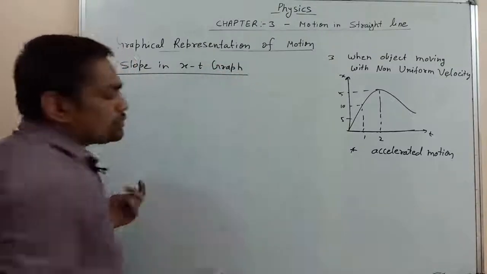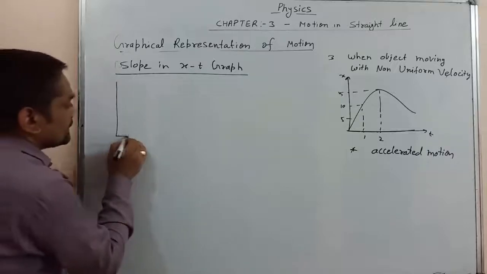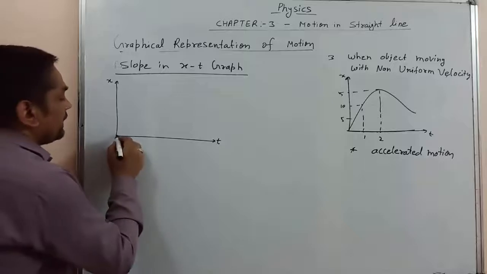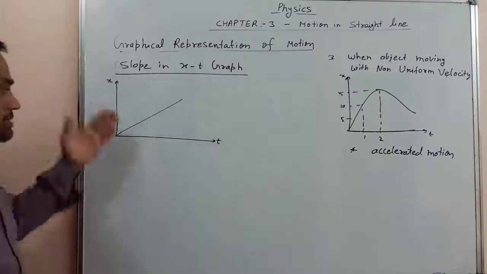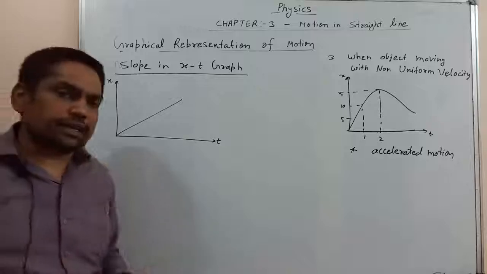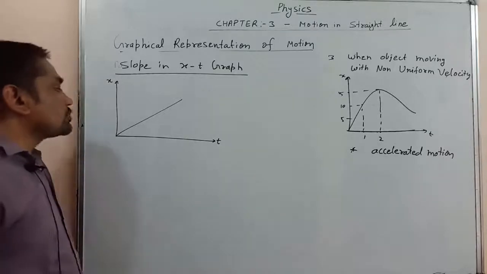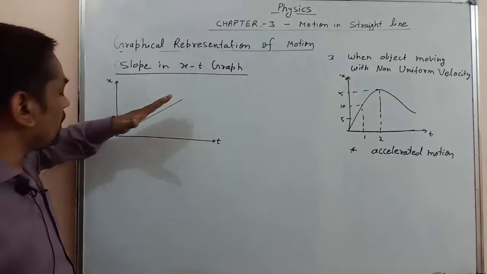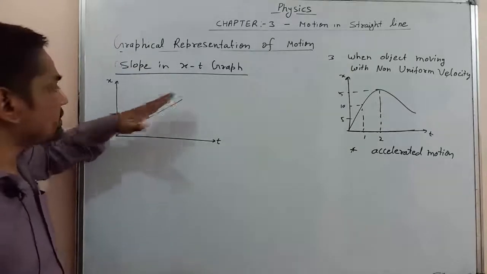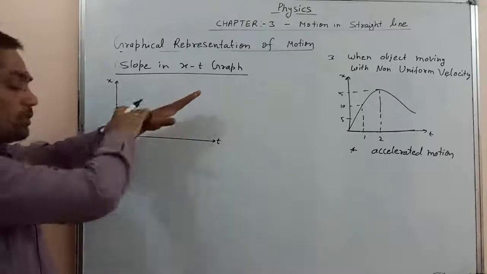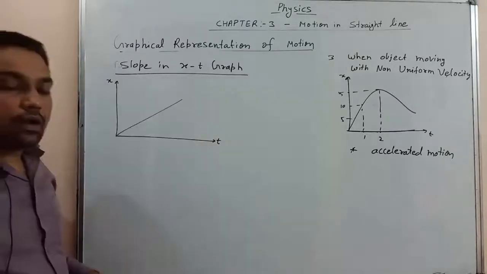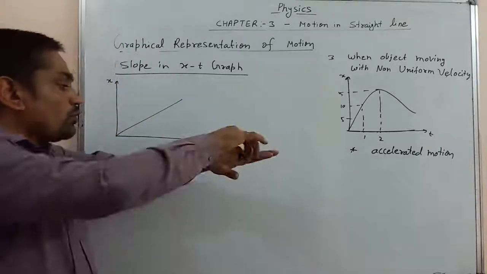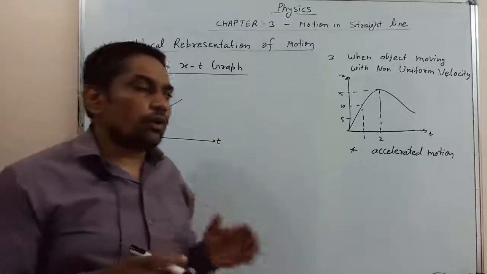So what is the meaning of slope? There is the time axis, displacement, and this is the graph between displacement and time. We take a straight line graph with a slope. So what is slope? The line inclined between the x and t axes is called slope. If an object is moving fast, then the slope is larger. When the object is moving slowly, then the slope is lower.